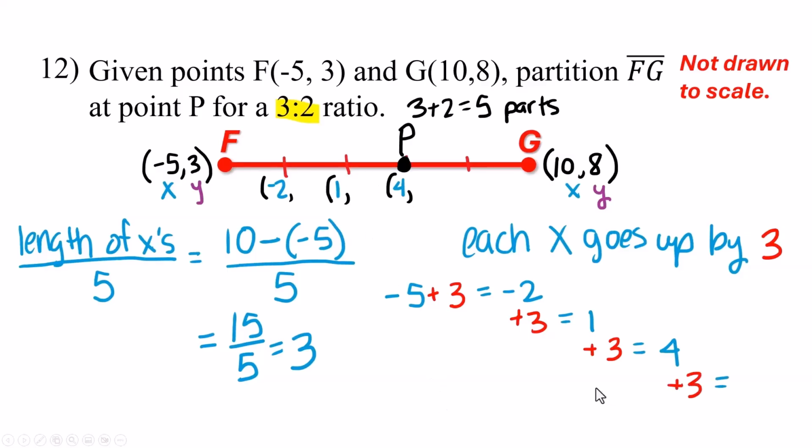And if we keep going just to check our work, if you added 3 to 4, this would become a 7. And then if you add 3 to this 7, that's going to give you the 10. So the X's are all set up.